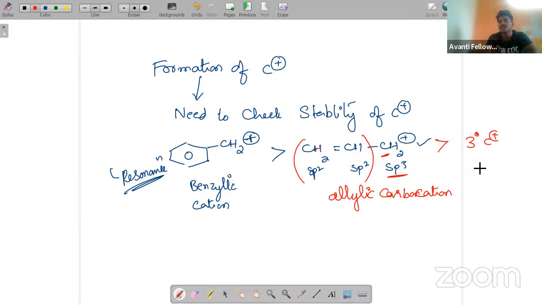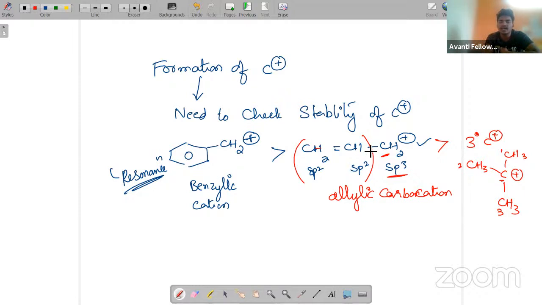What is a tertiary carbocation? CH3, C positive, CH3, CH3. Here the carbon has a positive charge and is attached to 3 carbons. That's why we call it a tertiary carbocation.